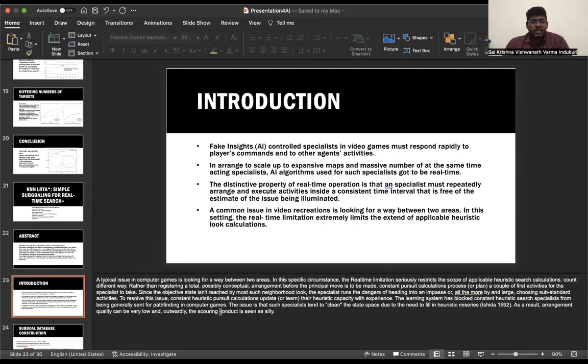So introduction. A typical problem in computer games is looking for a path between two locations. Artificial intelligence controlled agents in video games must respond rapidly to players' commands and other agents. So in this setting, the real-time limitation severely limits the extent of applicable heuristic search algorithms. As a result, solution quality can be very low and visually the resulting behavior is seen as silly.